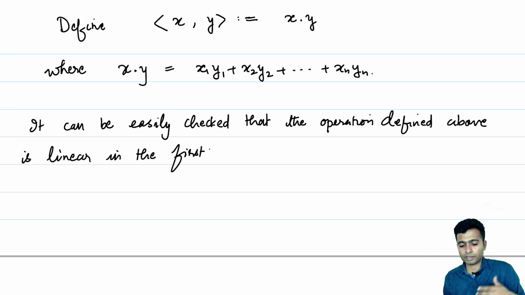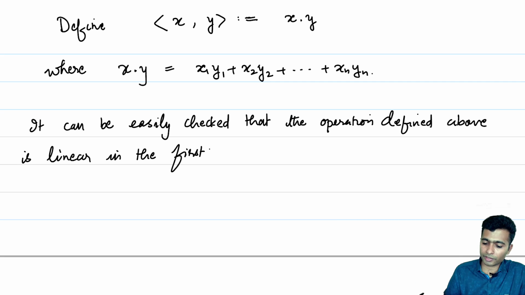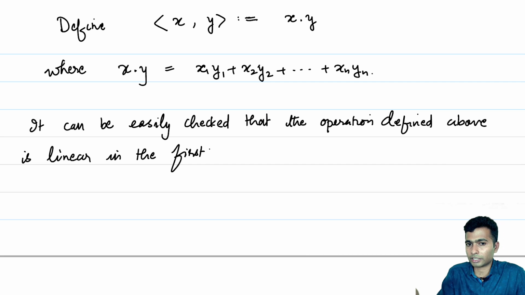Just take two vectors x and x prime, look at x plus x prime, and look at the inner product of x plus x prime with y. It will just turn out to be (x1 plus x1 prime) times y1 plus (x2 plus x2 prime) times y2 and so on. Use the distributivity and it's very easily checked that it will turn out to be the inner product of x with y plus the inner product of x prime with y. Very similarly, you can also check for a real number times a vector. When you look at the inner product of that with another vector y, then it is going to be the real number times the inner product of the vector with y. So I'll leave that as an exercise.